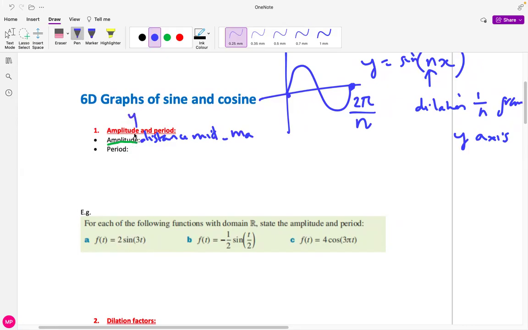So let's call the general equation y equals a times sine or cos of nx. The amplitude is the number in front of the equation, so the amplitude will be equal to a, and the period will be equal to 2 pi over n, and n is the number in front of x.